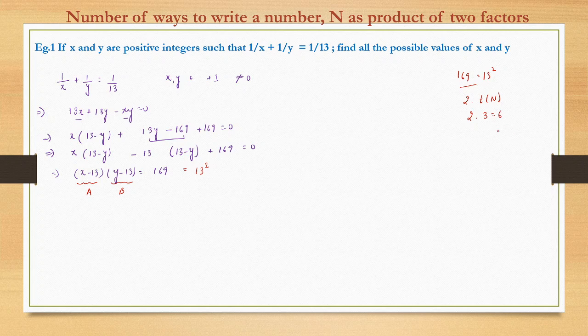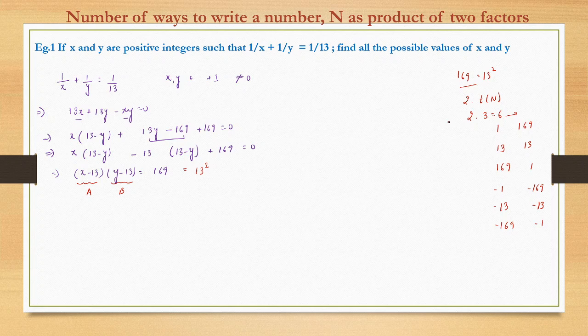And we can manually write what those factors are: 1 into 169, then 13 into 13, then 169 into 1, then minus 1 into minus 169, minus 13 into minus 13, then minus 169 into minus 1. These are the 6 cases which we got here. So now we will substitute all the values.